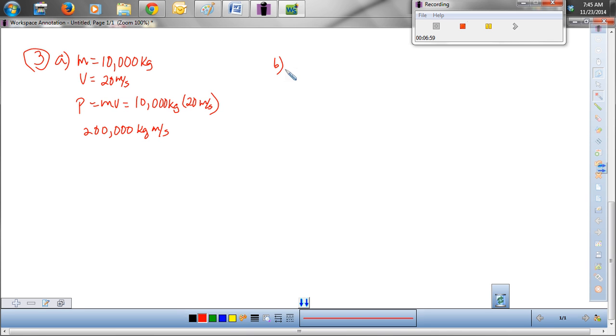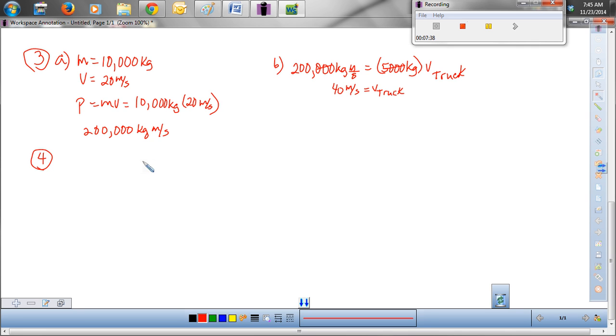Part B says, with what velocity must a 5,000 kilogram truck attain in order to have the same momentum? So the momentum was 200,000. The truck's mass is 5,000. And we're looking for the speed of the truck. Well, cancel those, cancel those. 5 divided into 200 is 40. That's the speed of the truck. So I think we have successfully completed number 3. Let's move on to 4.